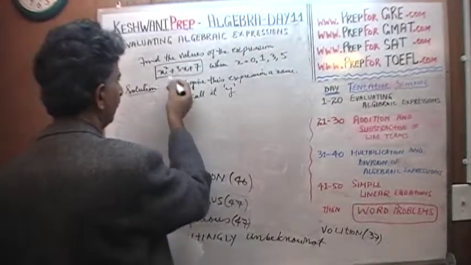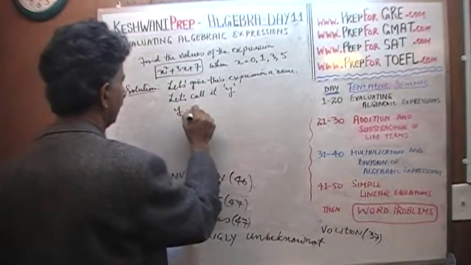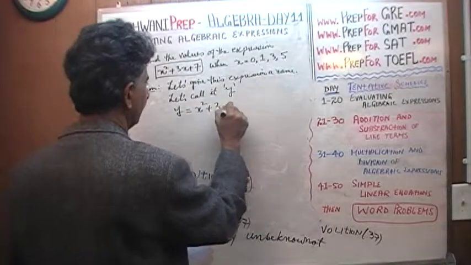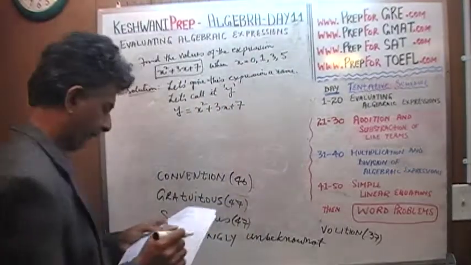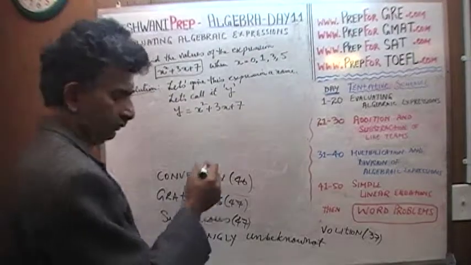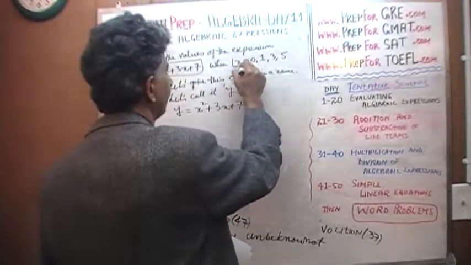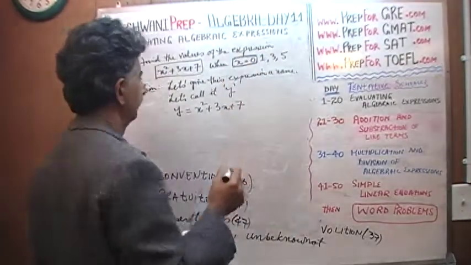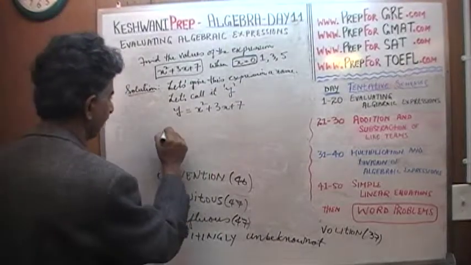So now, since we're calling this expression y, y equals x squared plus 3x plus 7. Let's find out first thing first the value of this expression when x is 0. How do we write it? This is how it's written.